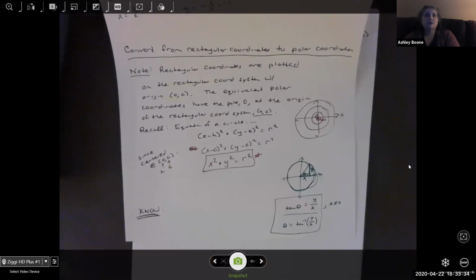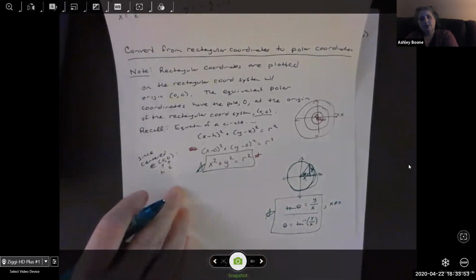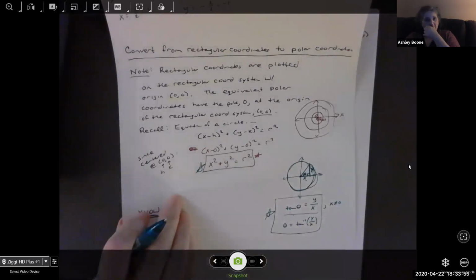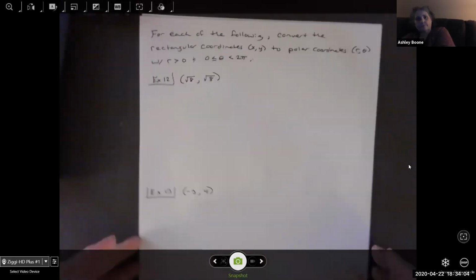Back when we learned cosine of theta was x over r, sine of theta was y over r, tangent of theta was y over x. And that's always going to be true. So we can use these facts as well to help us find different values. Okay, let's look at a couple of examples. What I want to do now is convert from knowing x and y to needing r and theta.